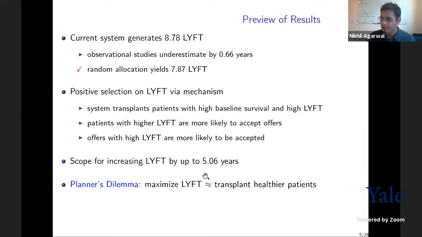Great. So this 5 extra years is even without including those kidneys. Yeah. So this is with just reallocating the kidneys to a different set of patients. Okay. Great. Thanks. Great.